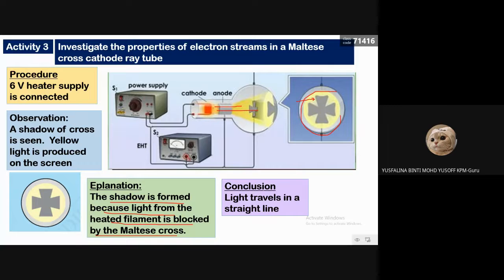So what is the conclusion that we can make? Light travels in a straight line, or we can say the cathode ray travels in a straight line. The electron travels in a straight line, because if it was not a straight line, maybe it would be deflected here and go to the back. But this one no, that means it travels in a straight line.